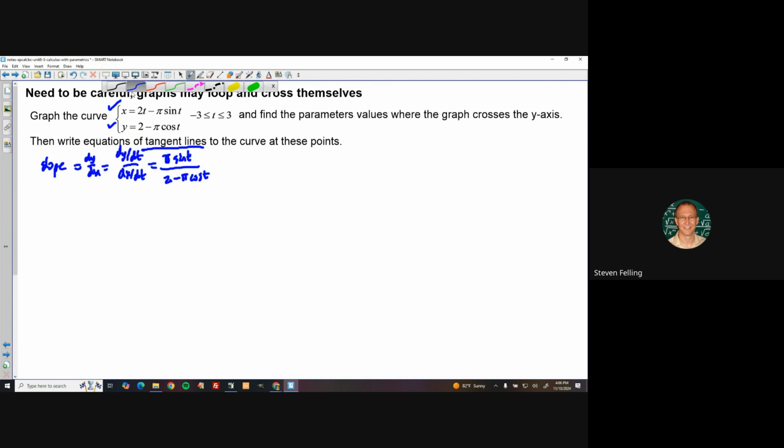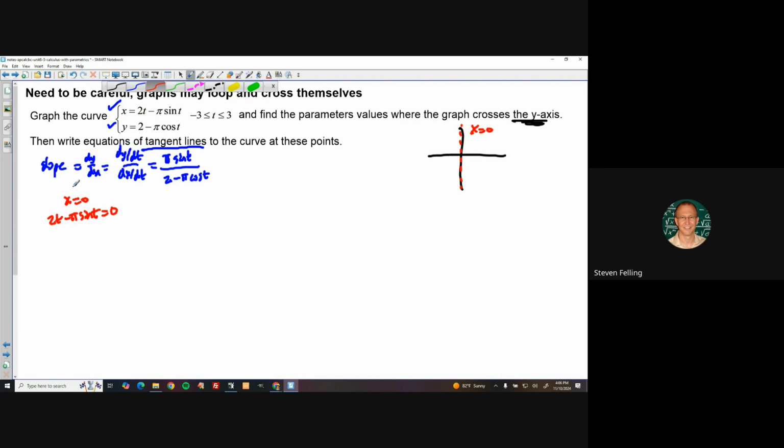All right, so what they're asking us to do is to find the parameter values when the graph crosses the y-axis. The y-axis is where x is 0. So I can figure out where that happens by taking the x equation. If x has to be 0 and x is 2t minus pi sine t, I can force that to be 0 and try to solve this equation.